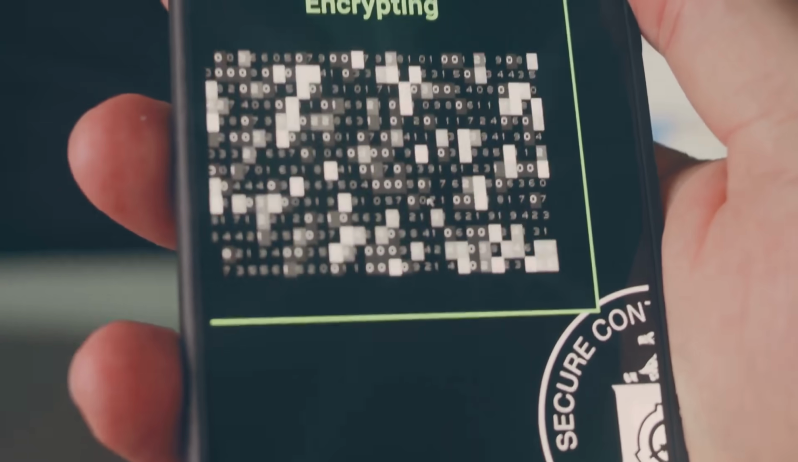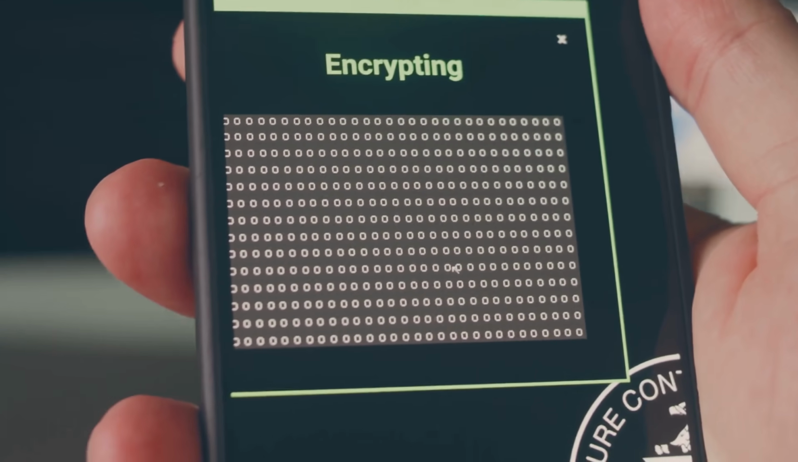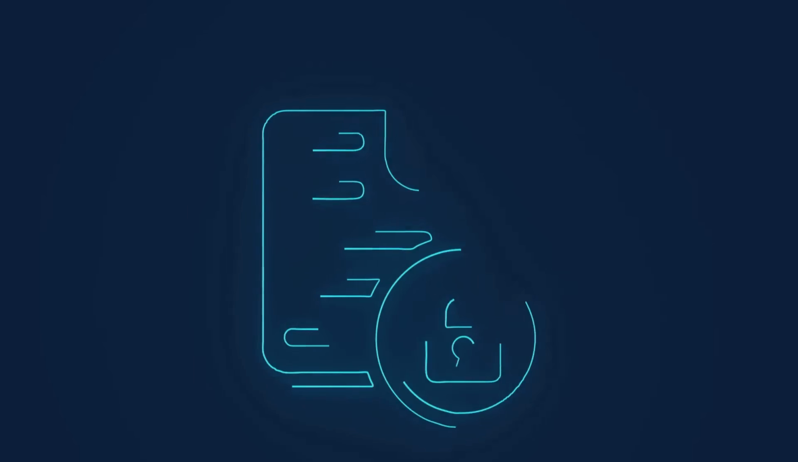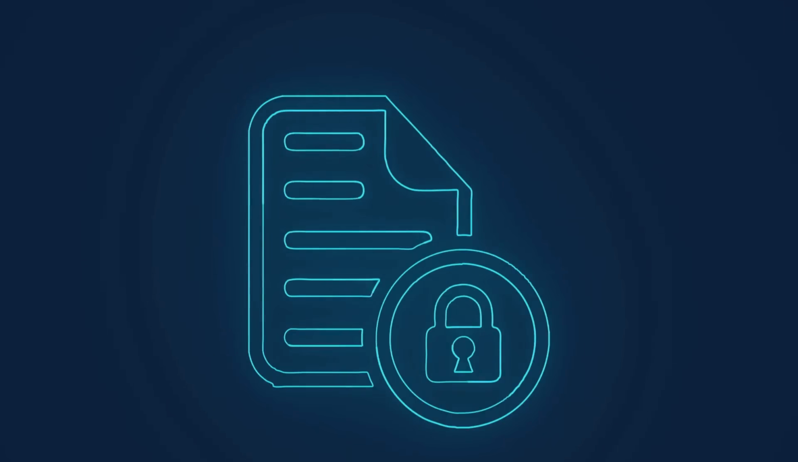Encryption converts data into a code to prevent unauthorized access. It ensures that even if data is intercepted, it cannot be read without the decryption key. This is crucial for protecting sensitive information such as personal data, financial records, and confidential communications.